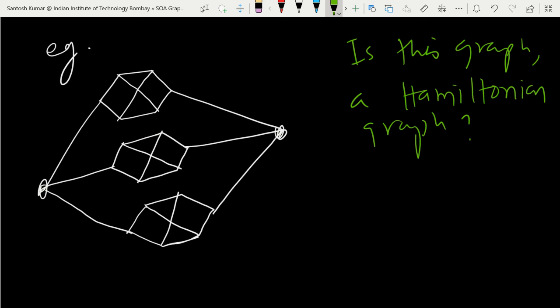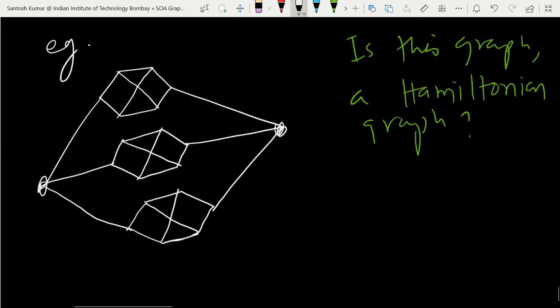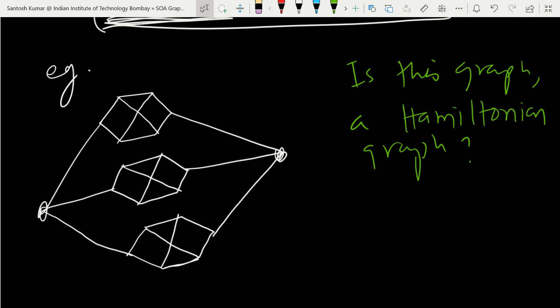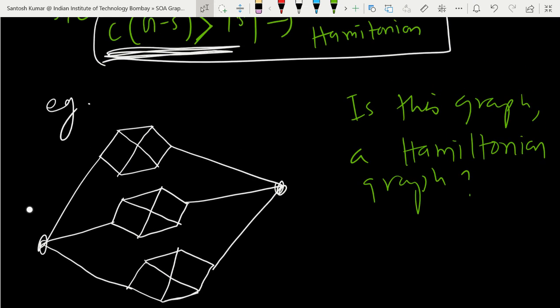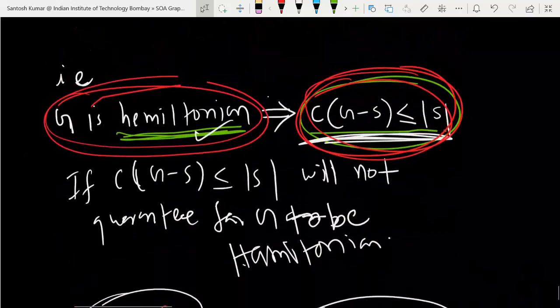Yeah, so you will not get a Hamiltonian cycle. Anyway, you can try to find the Hamiltonian cycle. If you are not getting it, then it is not. But I want to use this result.